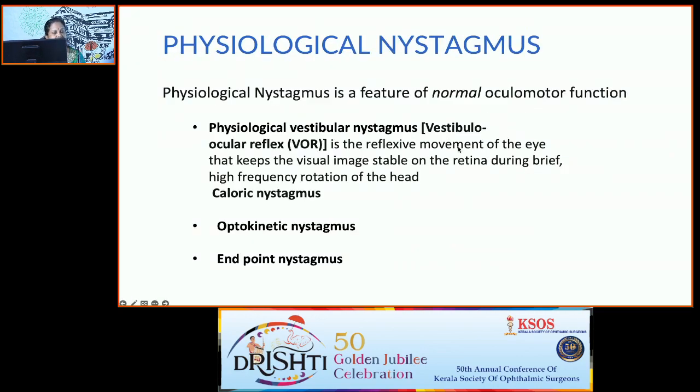Coming to physiological nystagmus, the most important variety is physiological vestibular nystagmus or vestibulo-ocular reflex. It is the reflexive movement of the eye that keeps the visual image stable on the retina during brief high-frequency rotation of the head. You remember the COWS, no? Cold opposite, warm same side, caloric test. We studied in ENT, so this is more concerned with ENT people. For us, optokinetic nystagmus is very important, and also endpoint nystagmus.